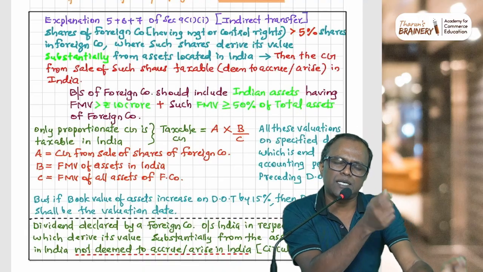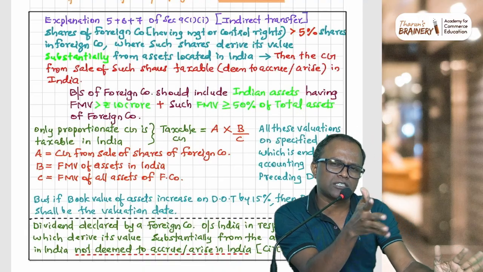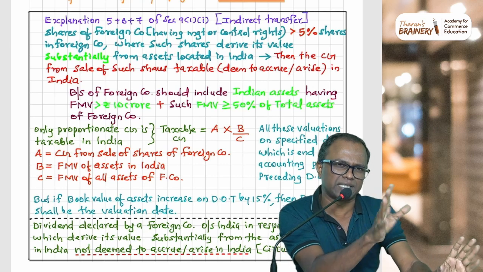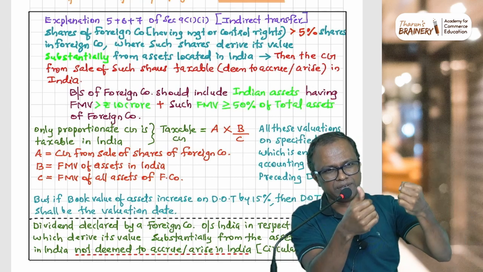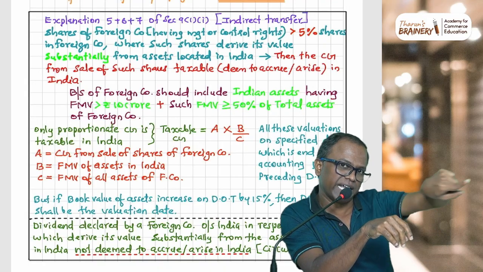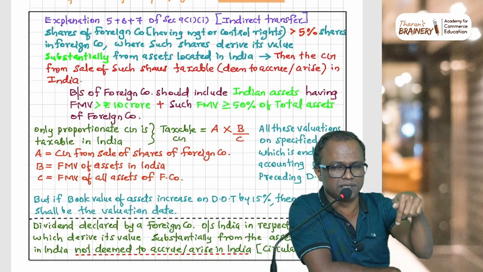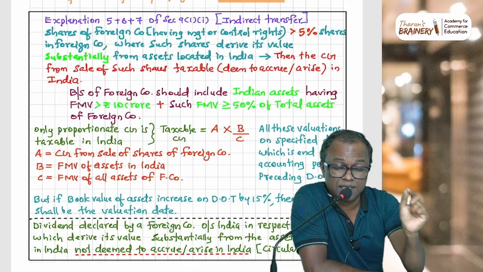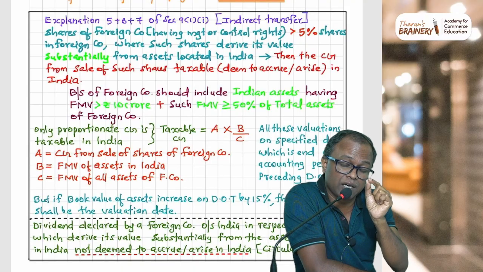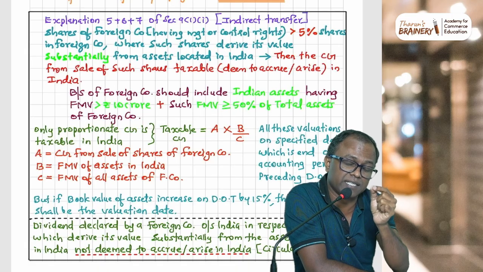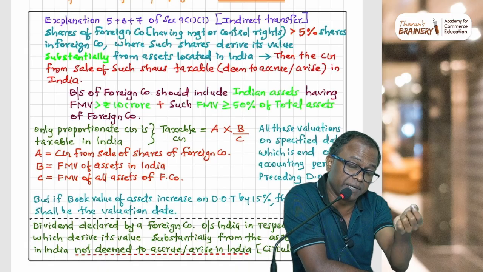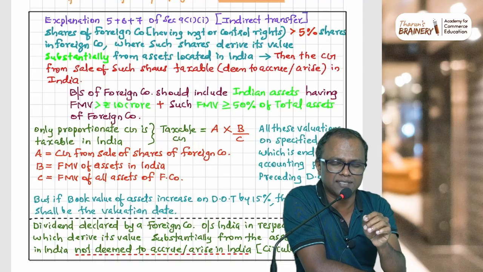The point is, suppose that German resident is not transferring those shares, he is still keeping those shares with the Mauritius company, and the Mauritius company declared a dividend. So the question is whether that dividend can be taxable in India. That's a question. That is, a dividend declared by a foreign company which derives its value substantially from assets located in India, and the dividend is declared outside India. Can that dividend be taxed in India? That's a question. So the answer is clear.